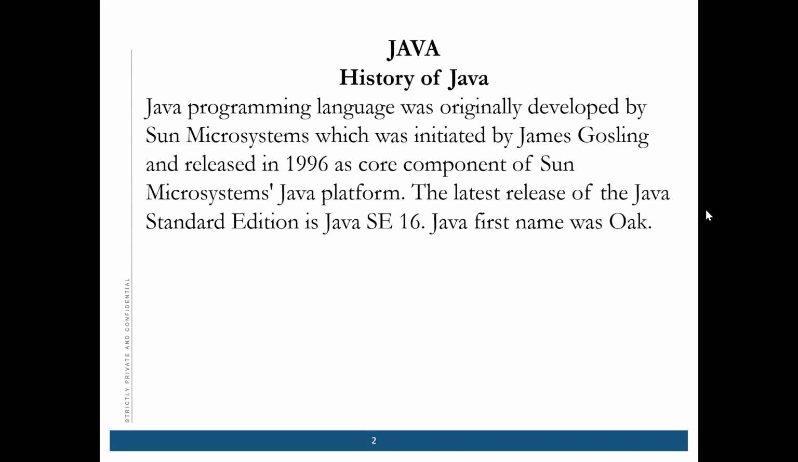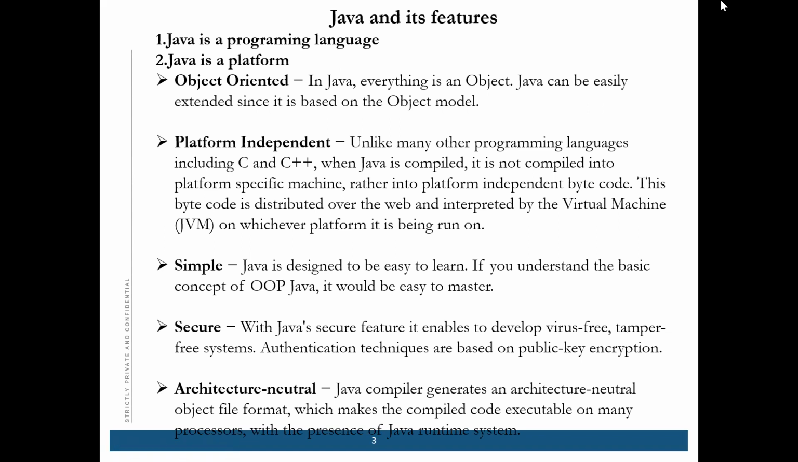Sometimes they ask what the first name of Java was. That is Oak. Oak is the first name of Java. Before Java, it was called Oak. Okay, this is just an overview, the history of Java. Also, I want you to go through what object-oriented programming is. Java is a programming language, as I have already told you, and Java is an object-oriented programming language, the OOPS concept.